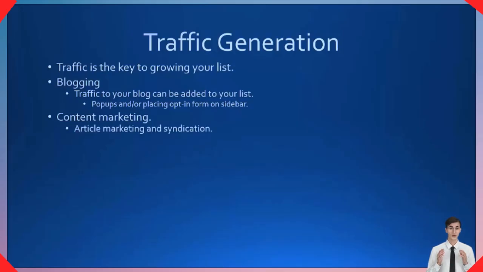Content marketing is absolutely huge. This is where you could do article marketing and syndication to get content out there. Good quality, highly relevant content. Video marketing, where you actually create videos around your niche market. Create exercise videos. Create videos of you preparing food if that's a niche you're in.